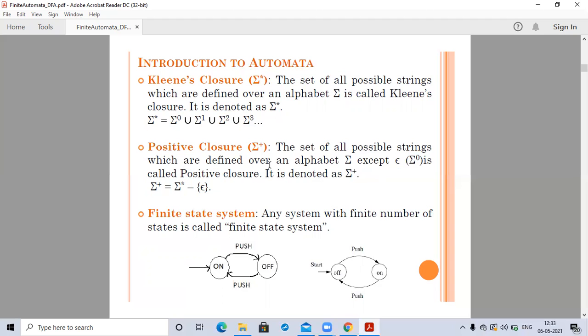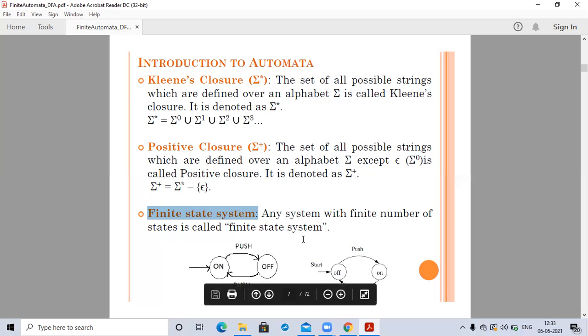Okay. So this is Kleene closure and this is the positive closure. Both terms are very, very important in our automata theory. And along with this, we have another term, that is finite state machine. Here a finite state machine is any system with a finite number of states.